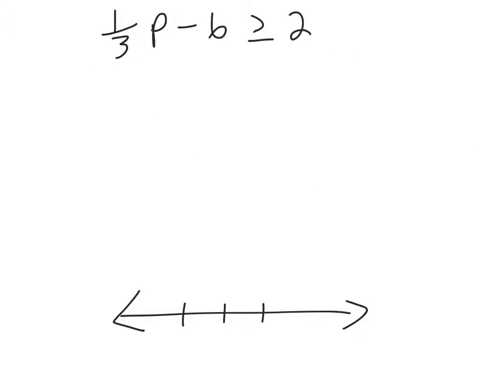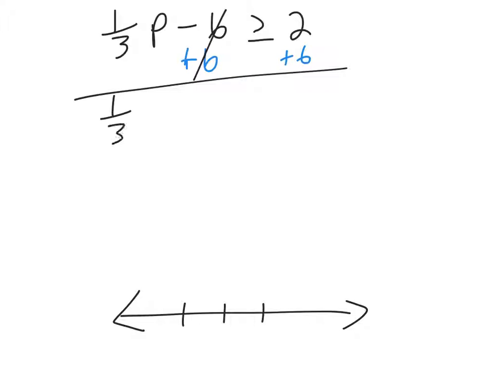Okay, this is another two-step inequality. The furthest thing away from p in terms of order of operations is that minus 6, so I'm going to add 6 to both sides. The 6's cancel. I'm left with 1/3 p is greater than or equal to 8. So how do I get rid of that 1/3 p?